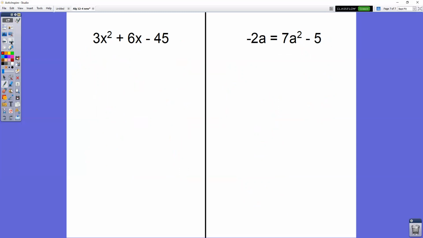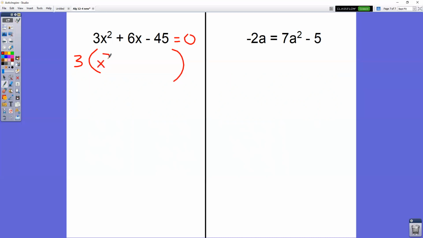In this next one, first of all, it is not set equal to 0. You have to set it equal to 0. Now, in this one, you could, if you wanted to, just try and do reverse FOIL with a 3x and an x. However, I would factor out the greatest common factor to try and make your life easier. I see that 3 goes into 6 and into 45 evenly. So the first thing that I'm going to do in this one is factor out the greatest common factor. It's going to make doing reverse FOIL a heck of a lot easier.